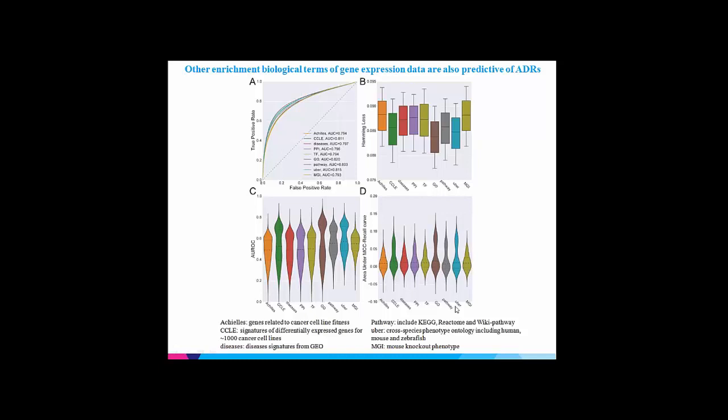So this Uber is a cross-species phenotype ontology including human phenotypes, mouse, and zebrafish phenotypes, and then they associate genes that, when knocked out, exhibit those phenotypes. And then we find that when we enrich the gene expression signatures to these phenotype ontologies, this vector of phenotypes is also very predictive of ADRs.